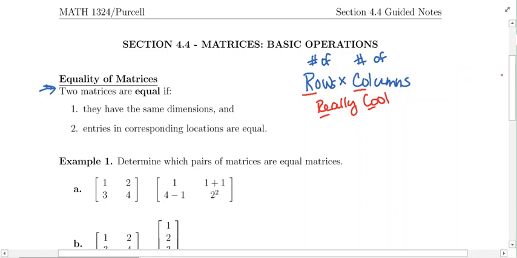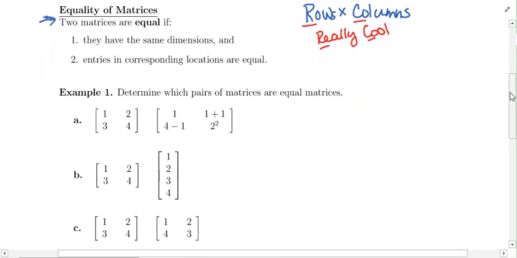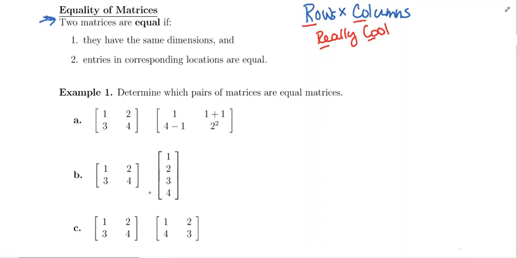All right, let's take a look at example 1. Like I said, I'm giving you 3 pairs of matrices. If you notice, there's a space in between each pair, and that's a space for us to put an equal sign or a not equal sign. So in example 1, determine which pairs of matrices are equal matrices. Let's take a look at example A. Here are 2 matrices.